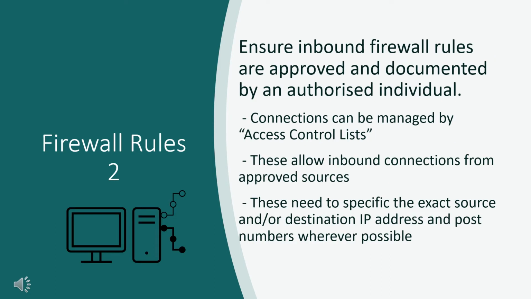The second rule is to ensure inbound firewall rules are approved and documented by an authorized individual. Connections can be permitted using firewall rules called access control lists. These allow connections coming into the network from approved sources. Make your access control list specific to the exact source and/or destination IP address and port numbers wherever possible, and ensure that they're clearly documented so that you know what allowed connections have been approved.